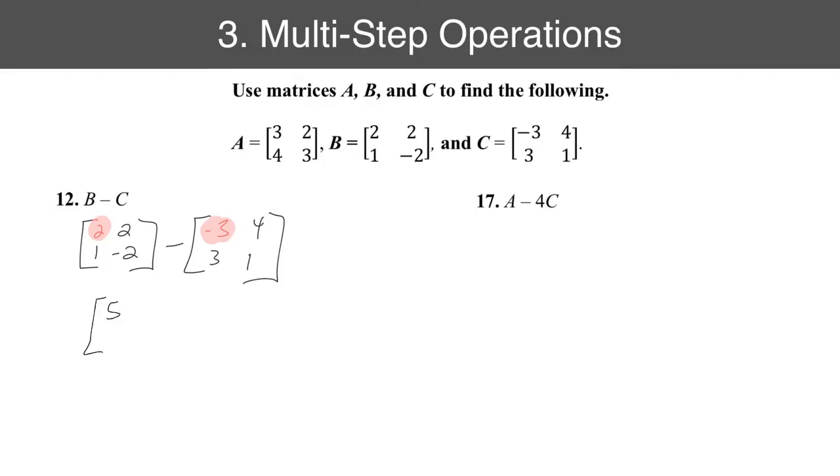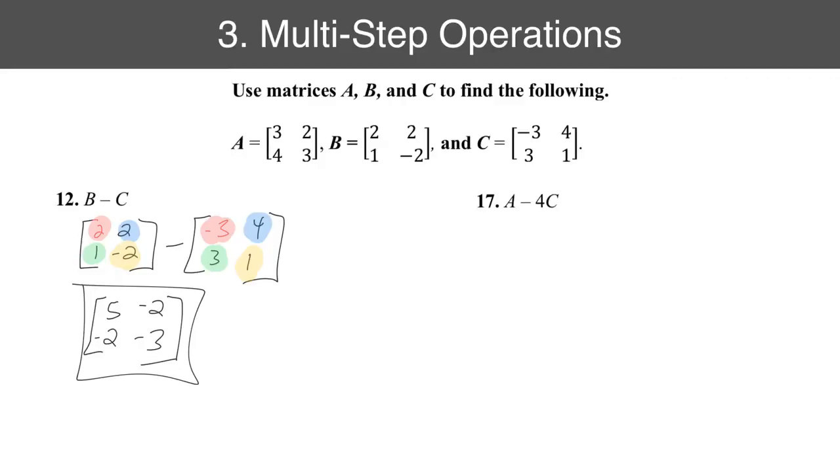Next we have 2 minus 4, which comes out to be negative 2. Then we have 1 minus 3, which comes out to be negative 2 also. And then lastly, we have negative 2 minus 1. The two negatives, we add those together, so that comes out to be negative 3. So that would be your final answer: 5, negative 2, negative 2, negative 3.